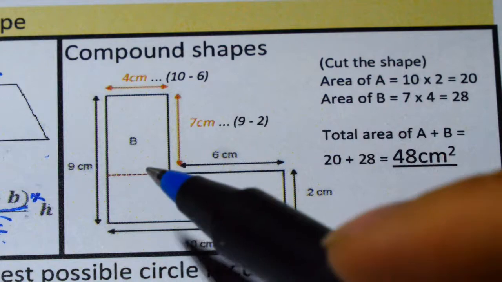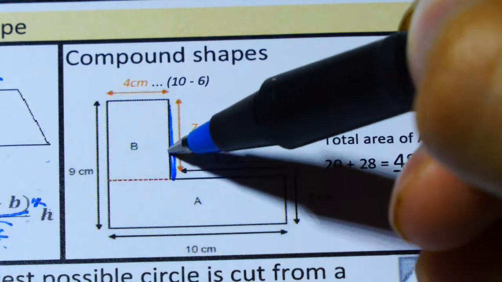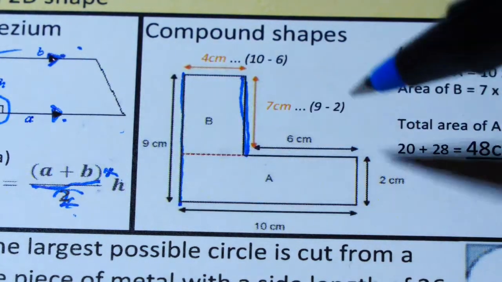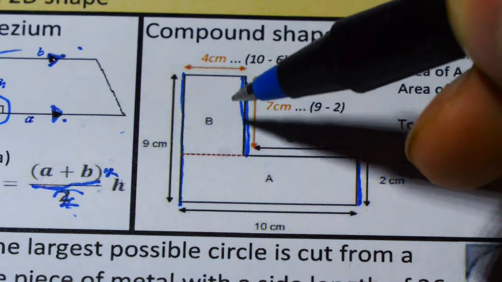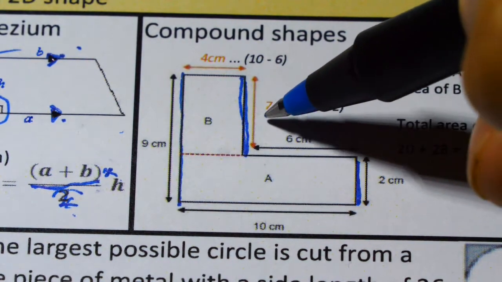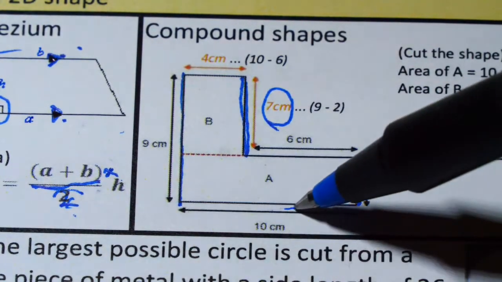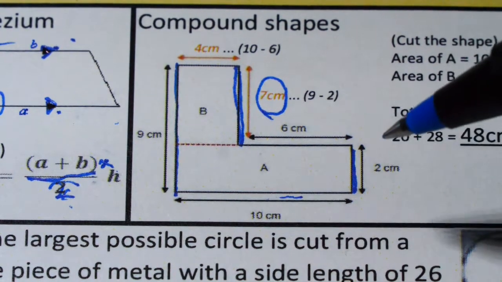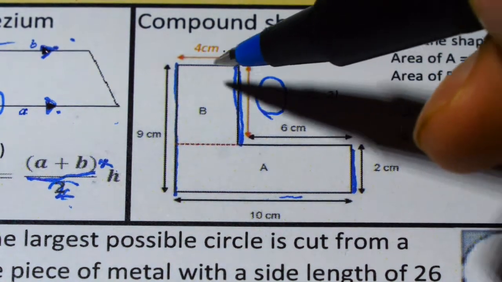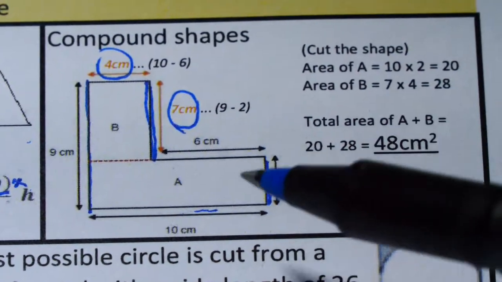Before we cut the shape, we have to find out what this side is. Here we have 9. All the way here is 9, and here is 2. So to find this one, 9 minus 2 is 7. This is why we have 7 here. Same for the top side here. The whole distance is 10. This is 6. So 10 minus 6 is 4. 4 centimeters. So now we can find the area of A and B.